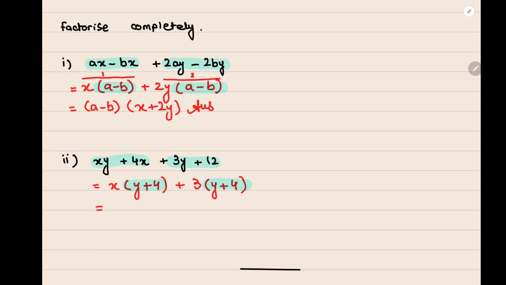This is a must thing whenever you are doing factorization by grouping method. Now, I can take Y plus 4 common. And X plus 3 will be inside. This would be my answer.